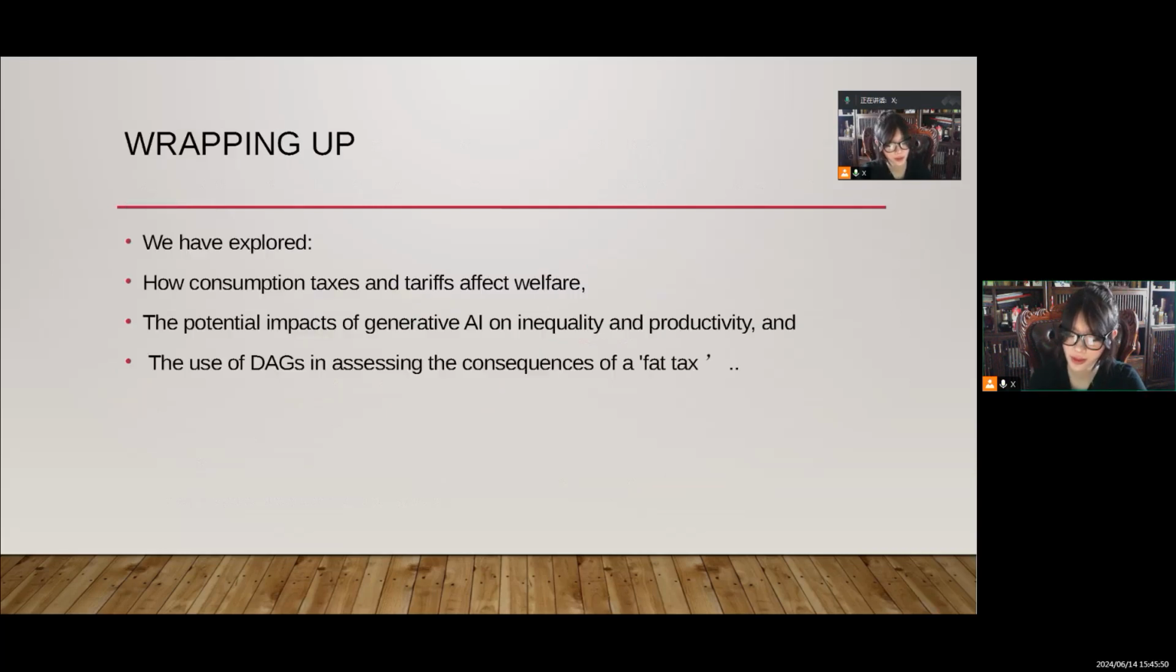In summary, we've explored how consumption taxes and tariffs affect welfare, the potential impact of generative AI on inequality and productivity, and the use of DAGs in assessing the consequences of a fat tax. Each of these topics highlights important economic mechanisms and their real-world implications.